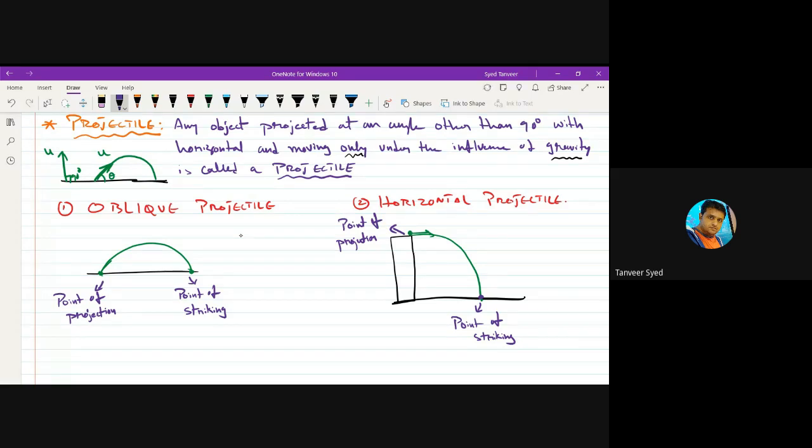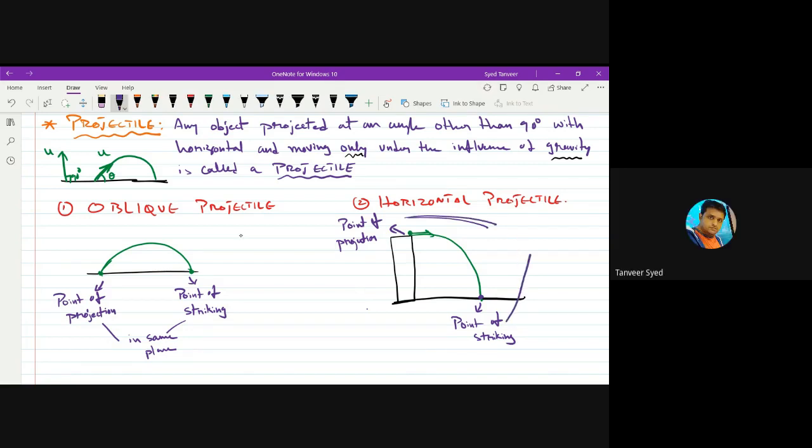Here, point of projection and point of striking lie in the same plane. But Sir, same plane means only one surface, which is horizontal, sir.